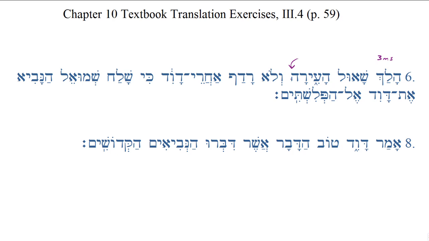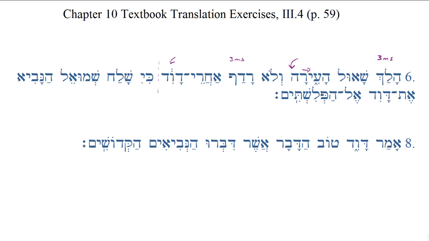And when the directional hay is put on, it does not take the accent. So the accent is on the previous syllable. So Saul went to the city, v'lo radaf acharei David. And then we have our zakef katon here. We have another pause. And he did not pursue. Radaf is the verb for pursue. And again we have a perfect third masculine singular. And he did not pursue acharei, after David.